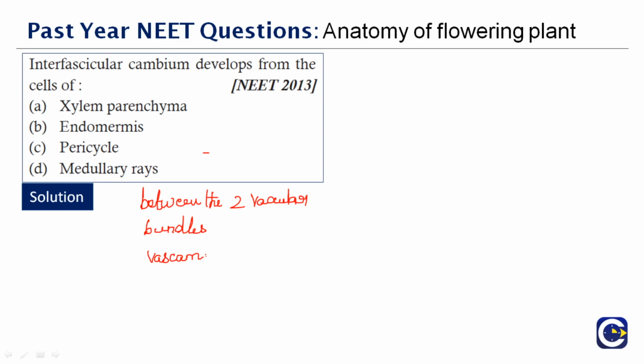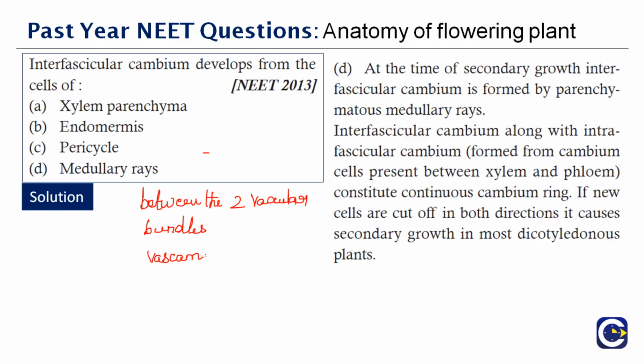They are formed from the cambium cells present between the xylem and the phloem, and they constitute a continuous cambium ring. If new cells are cut in both directions, it causes secondary growth in most of the dicotyledonous plants. Okay, so you should know what is intervascular cambium. It is between the two vascular bundles, and what gives rise to it is the parenchymatous medullary rays. Therefore the correct answer is option D.